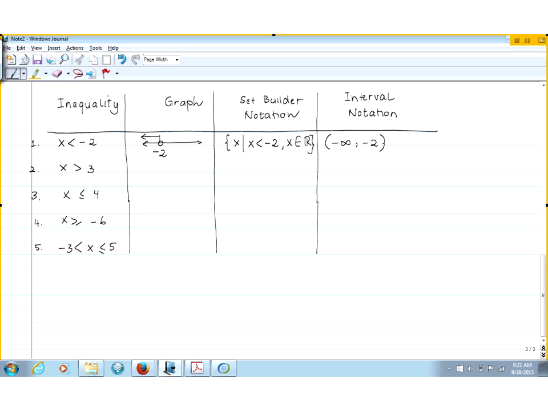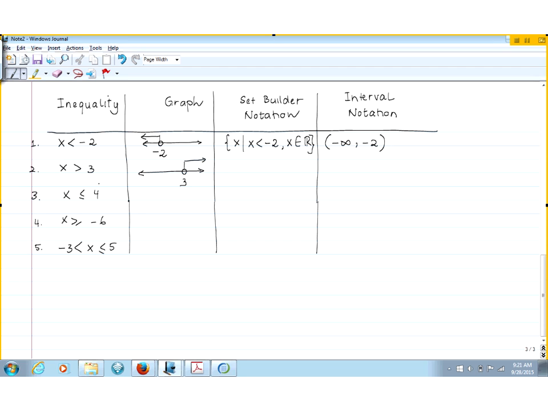Parentheses? Okay, good. Now, number 2. So how do we graph it? 3. Is 3 open or closed? Open 3, and the arrow will point to the right.